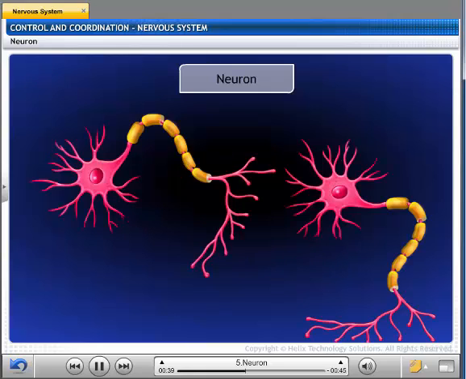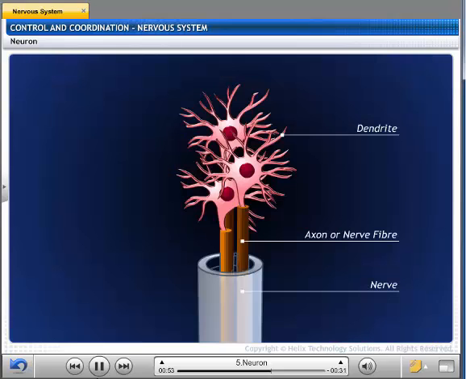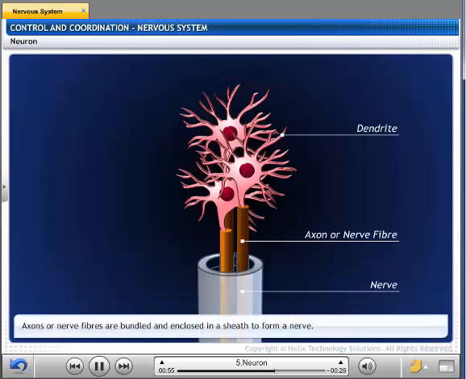The axon terminals of each neuron are placed near the dendrites of another neuron. This gap between the two neurons is called a synapse. All such axons or nerve fibers are bundled and enclosed in a sheath to form a nerve.